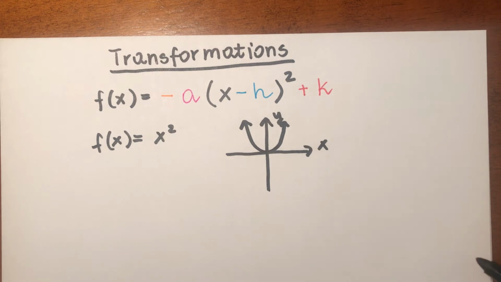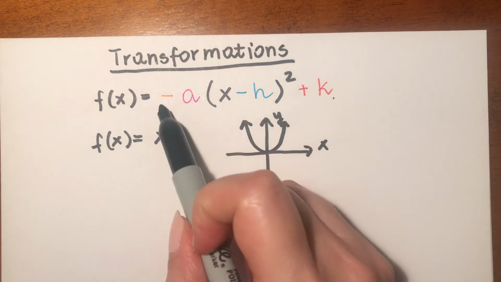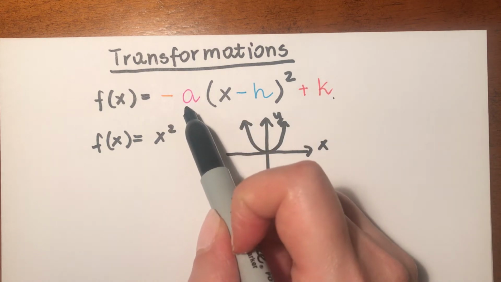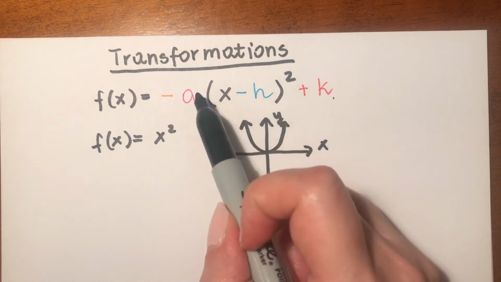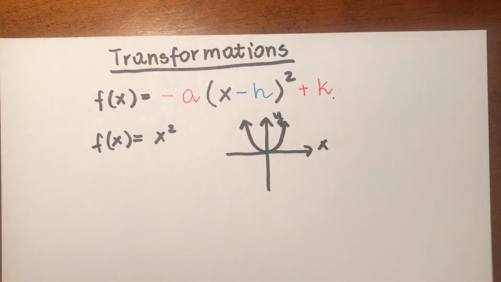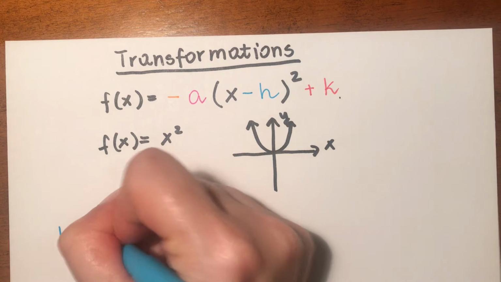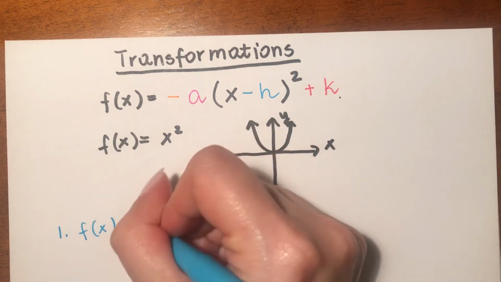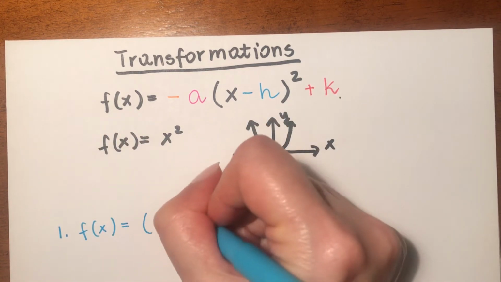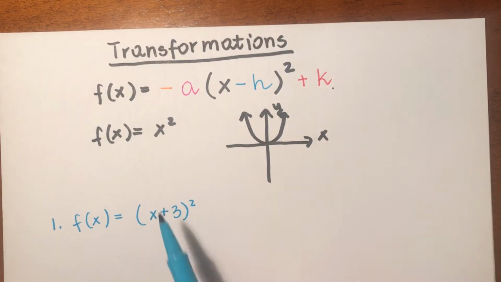Now, I'm going to give you a couple examples, and I'm going to start including h, then k, then a negative, and then a, and we're going to analyze what these numbers do to our parent function. So let's start with number one. Let's say I have f of x equals x plus 3 squared. The difference between this function and the parent function is that I just added 3 here.